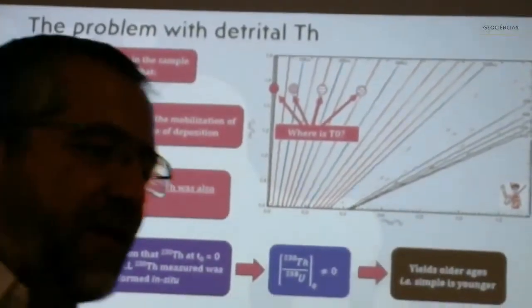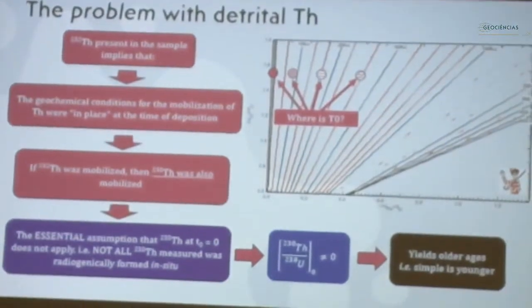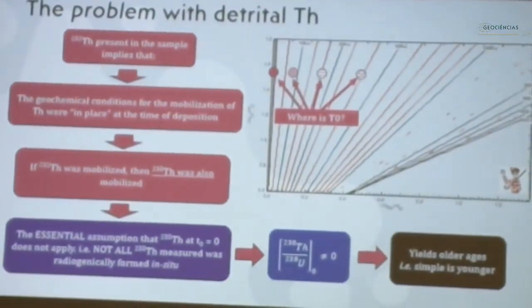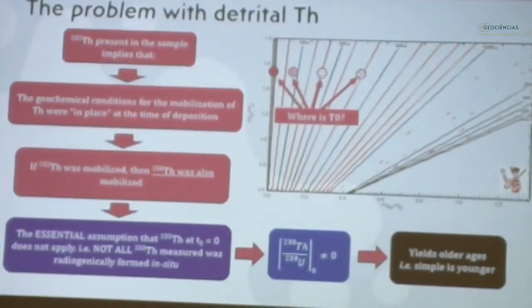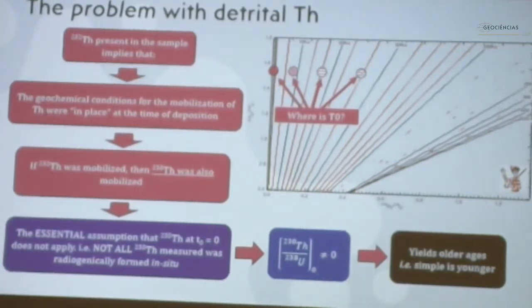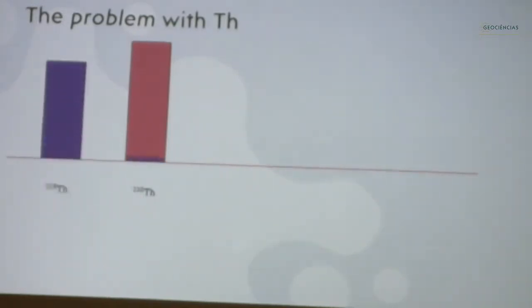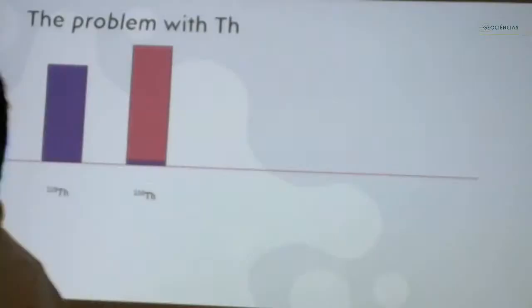What is the effect of having more thorium-230? Is that basically the samples are older, the ages that we're obtaining are older than they should be? So basically what's happening? This is the thorium-230 that we're measuring. Part of it, a tiny bit of it, is coming from thorium-229, and we can actually subtract it quite nicely.